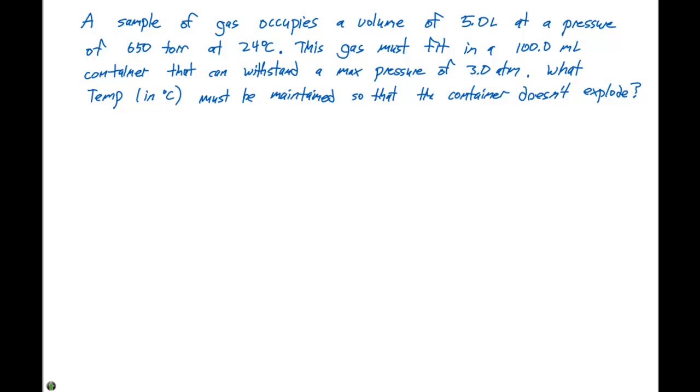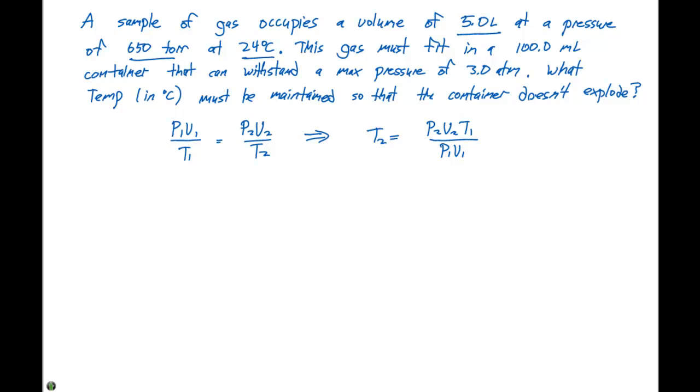So this problem right here, there's a lot of different variables going on, and this is a direct application of the combined gas law. So the combined gas law says P1V1 over T1 is going to equal P2V2 over T2. And if we look here, we're looking for a second temperature. So we want to rearrange this equation to solve for T2, which is going to be P2V2 times T1 divided by P1 times V1.